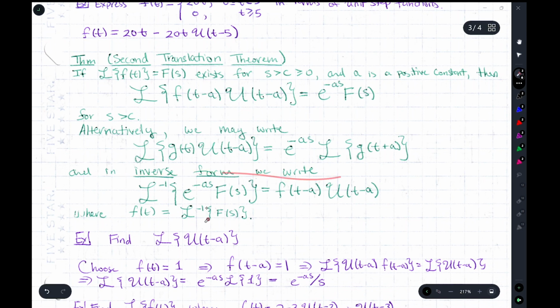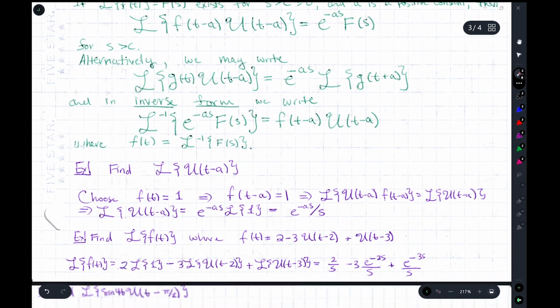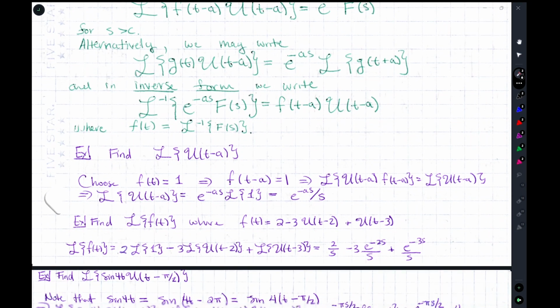In the inverse form, we could just write that the inverse Laplace transform of this is equal to this, basically. That's what we have here, okay, where the inverse Laplace transform of capital F is f, okay? So that's the inverse form. Let's compute some Laplace transforms. Let's start with the unit step function, okay? Here, we're just going to choose that f of t equals 1.